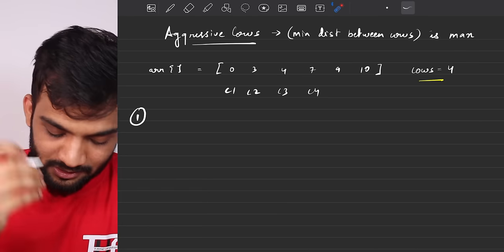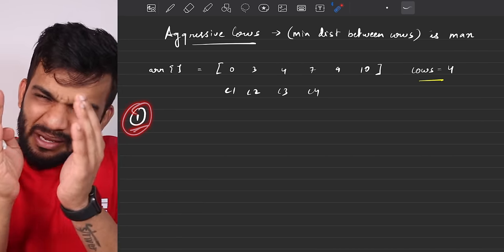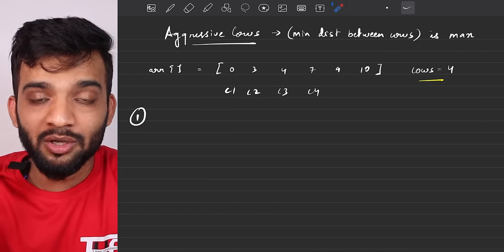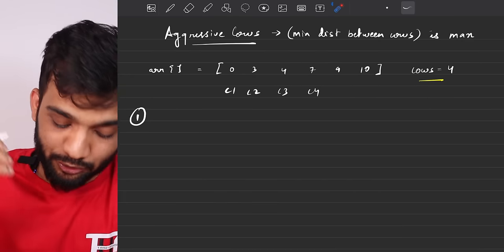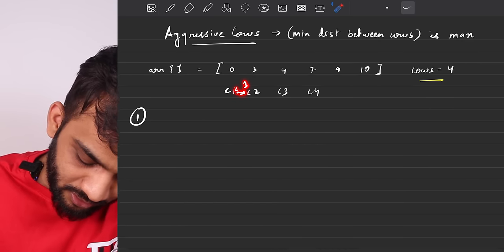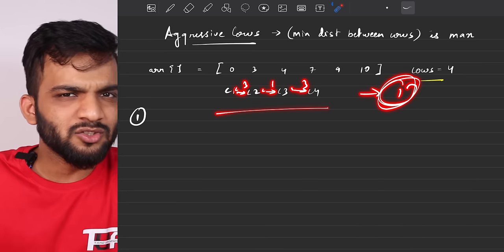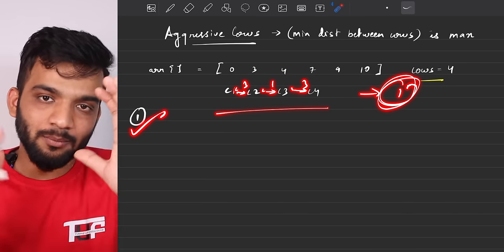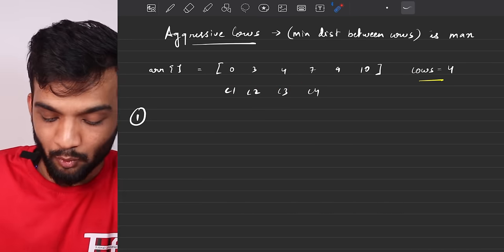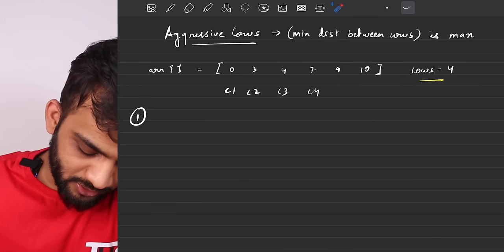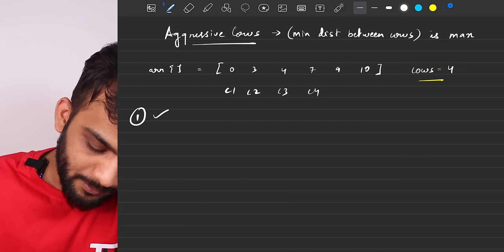So what I see is, if I'm keeping a minimum distance of 1, the distances are 1, 3, and it's still maintaining a 1. So 1 can be done with this possible configuration. Okay, 1 can be done.